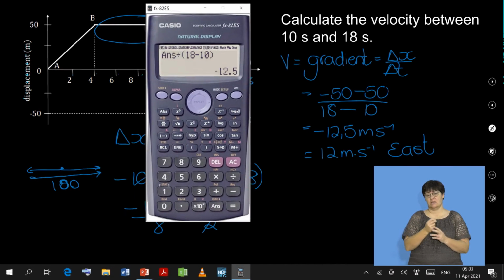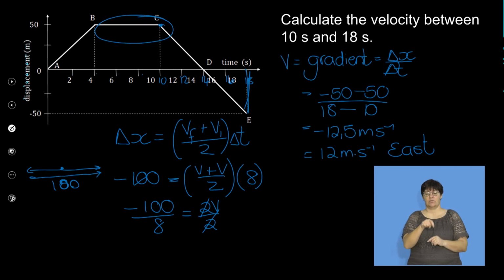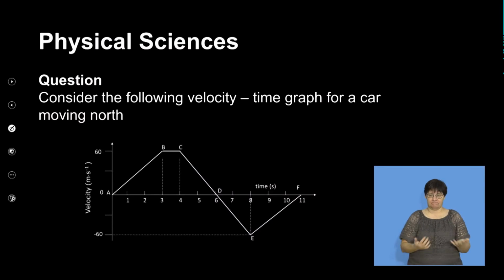So again, we take out our calculators. And I've got minus 100 divided by 8. And I get, there we go, exactly the same answer. But we've got to have it as a positive. So sometimes the graph is easier, but a lot of the time, equations of motion are better, because it gives us an easier way to work things out. So let's do another one.